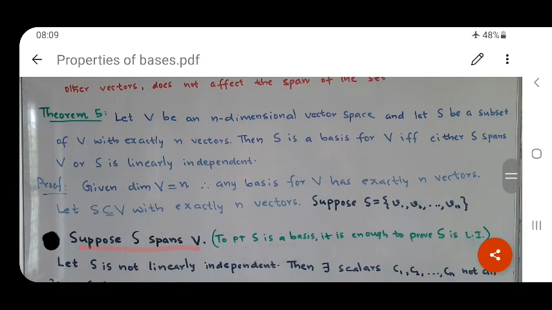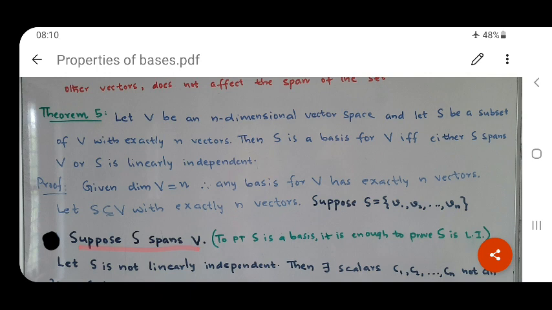Theorem 5 is, let V be an n-dimensional vector space and let S be a subset of V with exactly n vectors. Then S is a basis for V if and only if either S spans V or S is linearly independent. So, given a set of n vectors where n is the dimension of V, it is enough to prove that either S is linearly independent or S spans V to say that S is a basis. So proof goes like this: given dimension of V is equal to n. Therefore, by the previous theorem, any basis has exactly n vectors.